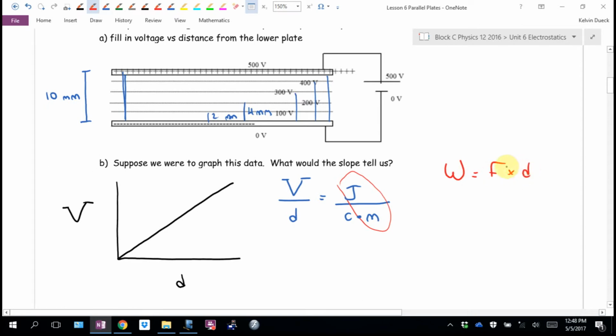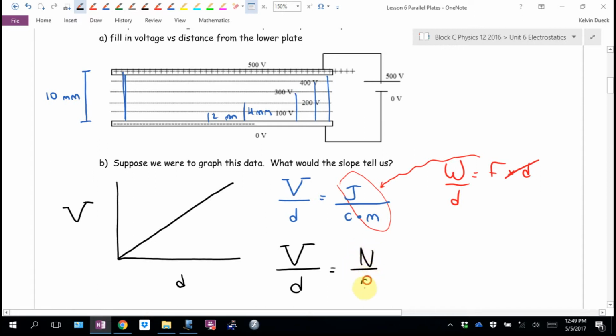Now, I notice in our equation, we have the distance down there, yes? We have the joules on the top and the meters on the bottom. What is joules per meter the same as? So, you're telling me that volts divided by distance is the same as force. What do I measure force in?